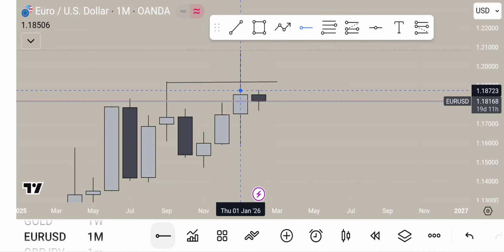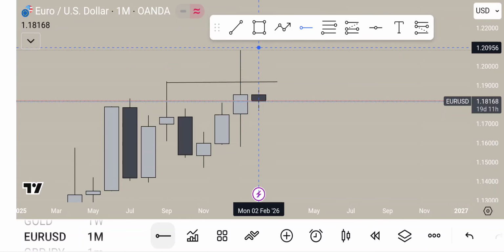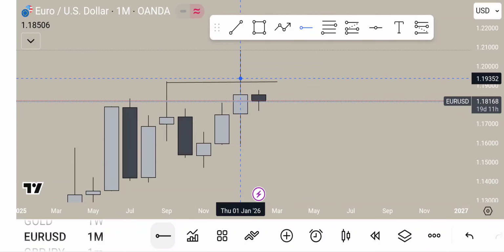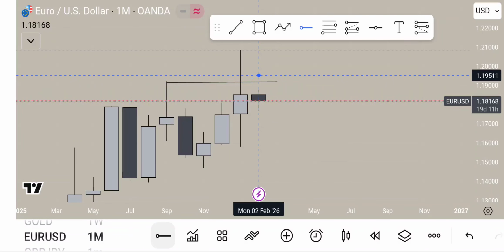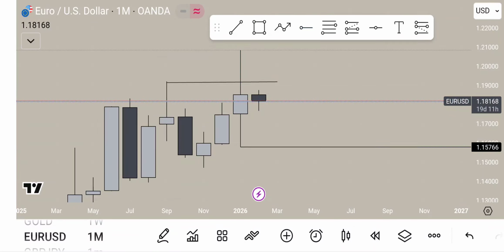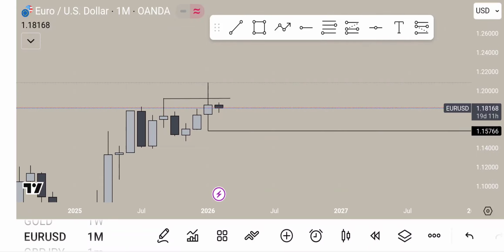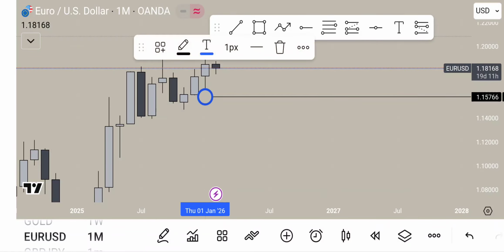And what does this signify? It signifies that sellers are already entering the market massively. And then what should we expect? We should expect more sales to the downside, targeting this January's low as our first target.